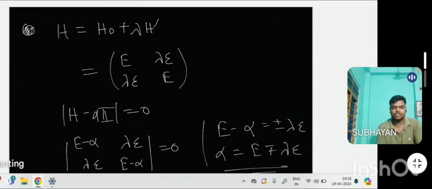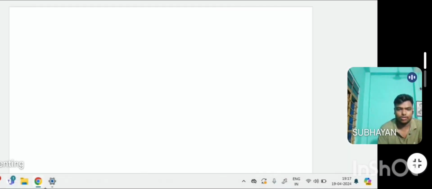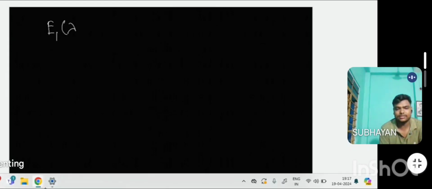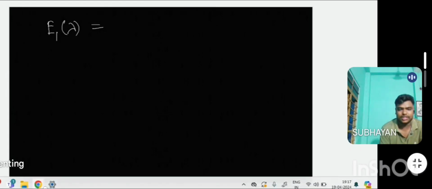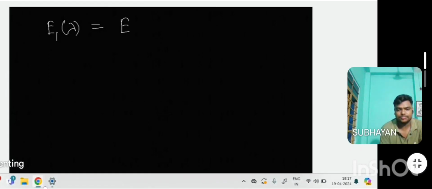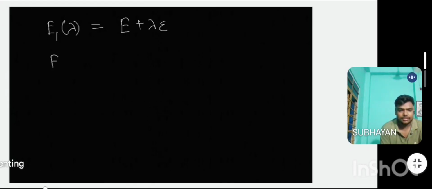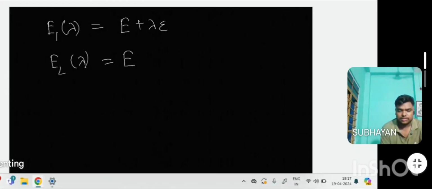So there are two eigenvalues for this matrix. One is E plus lambda epsilon and another is E minus lambda epsilon. Okay. So when you take the direct approach to find the eigenvalues, you have two eigenvalues. Suppose one is E1 of lambda up to first order, which is E plus lambda epsilon, and another is E2 of lambda, E minus lambda epsilon.